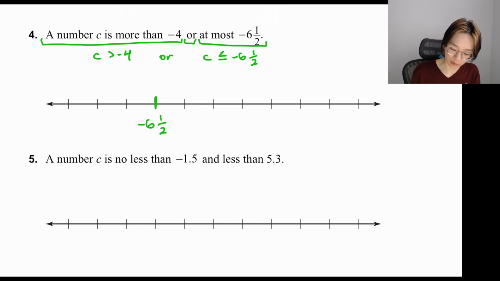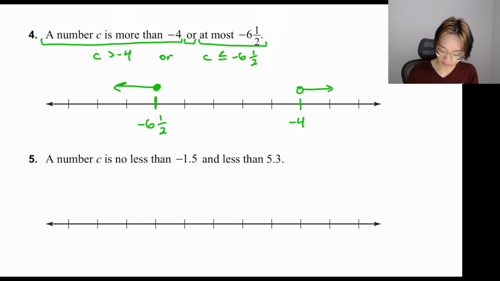Negative 6.5 is smaller than negative 4, so that goes on the left. Negative 4 over here. Closed circle at negative 6.5. C is less than, so it goes that way. Open circle at negative 4. C is greater than, so it goes that way.